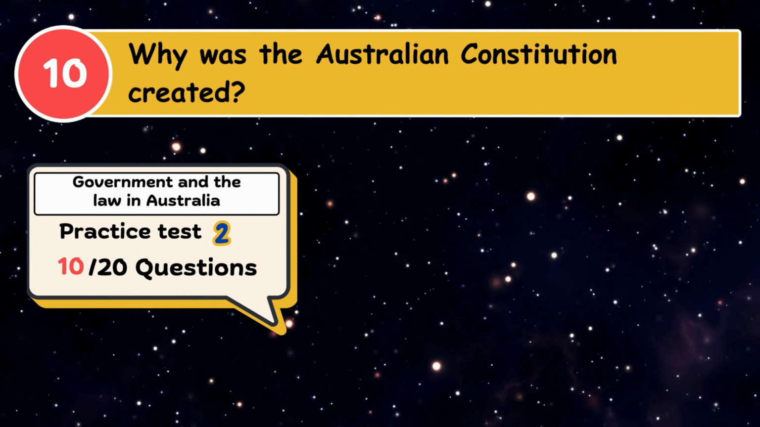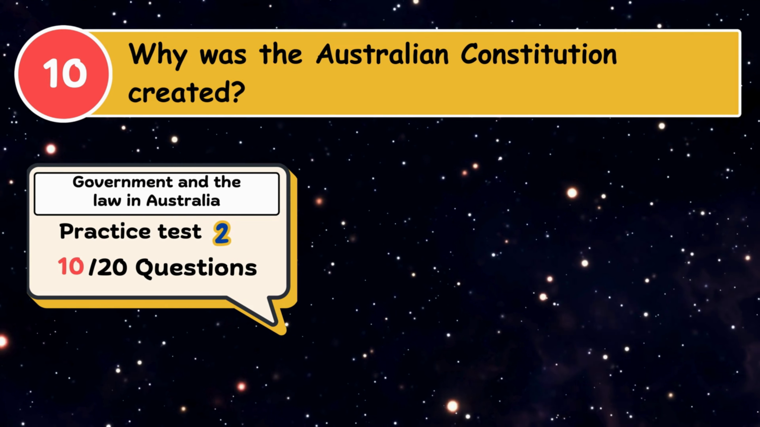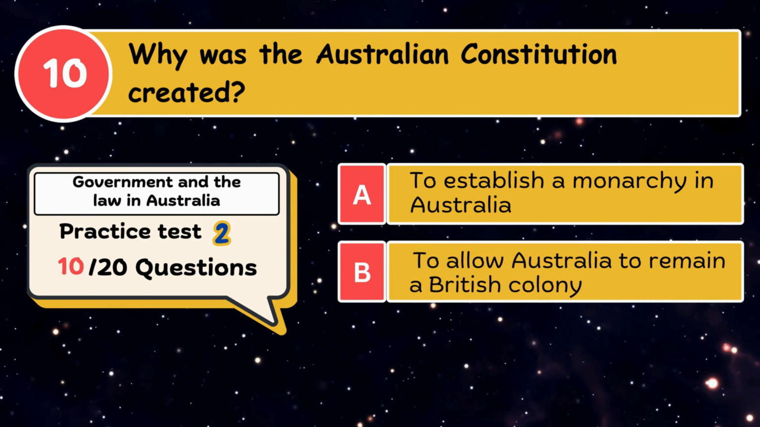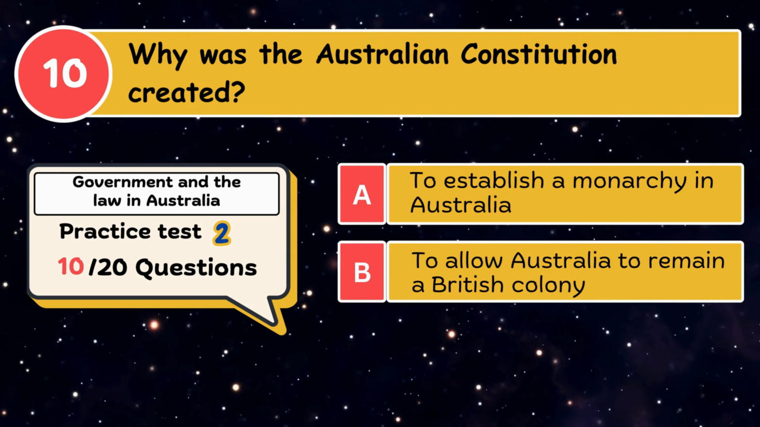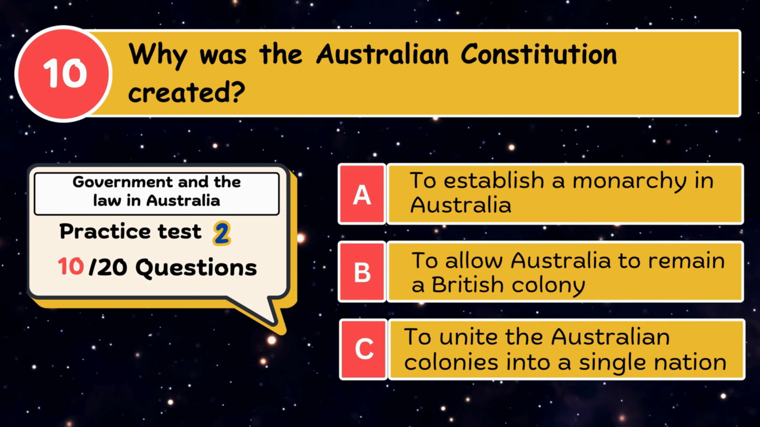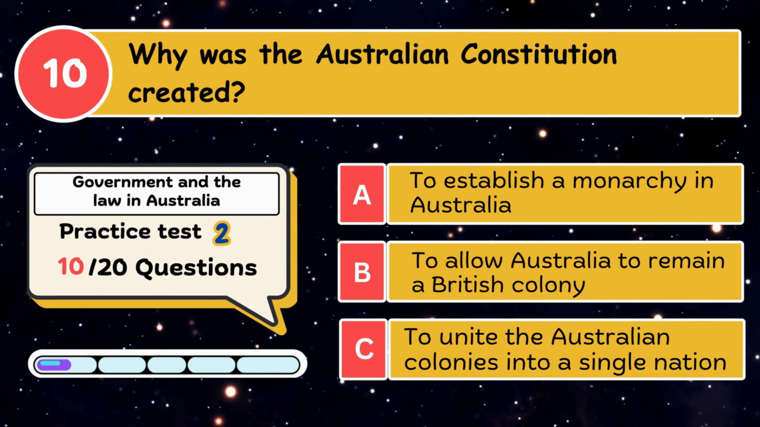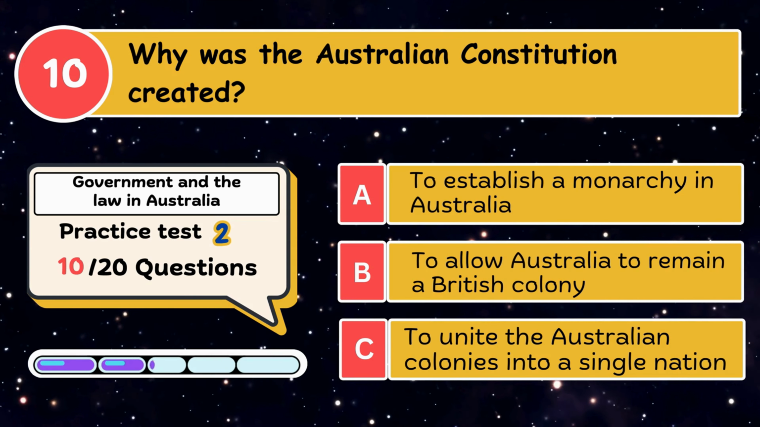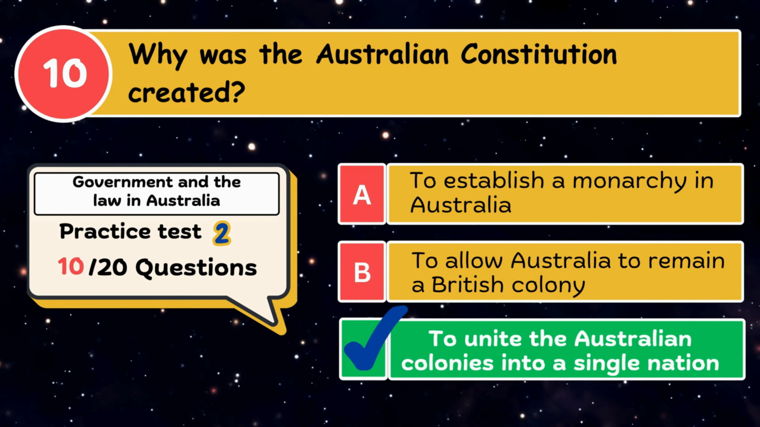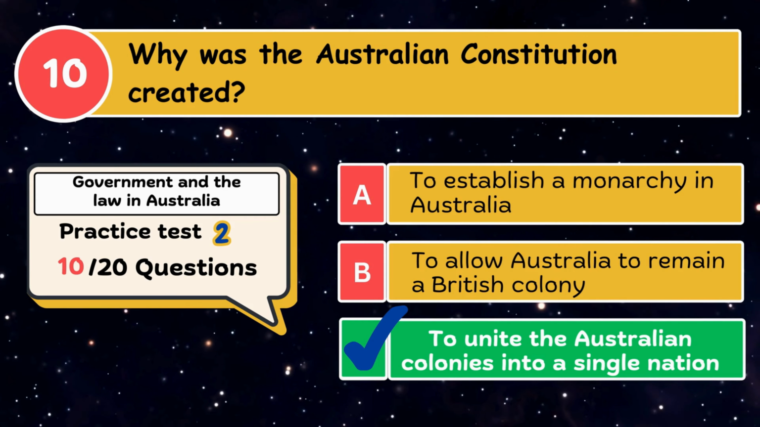Why was the Australian Constitution created? A, to establish a monarchy in Australia. B, to allow Australia to remain a British colony. C, to unite the Australian colonies into a single nation. The correct answer is to unite the Australian colonies into a single nation.